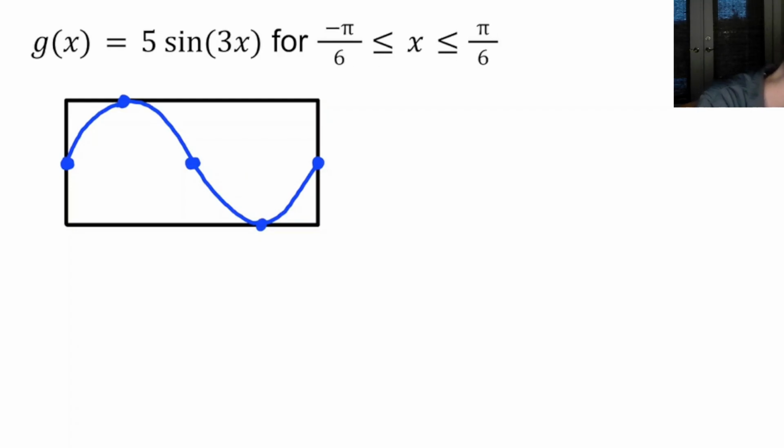That's giving me the domain. I'm mostly interested in the range here. And if you can just see this sine is between -1 and 1, so 5 times the sine of the thing is going to be between -5 and 5. Great, good for you. Skip ahead 20 seconds.